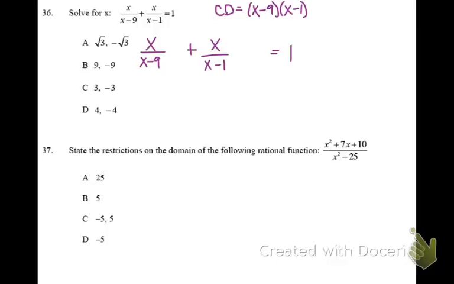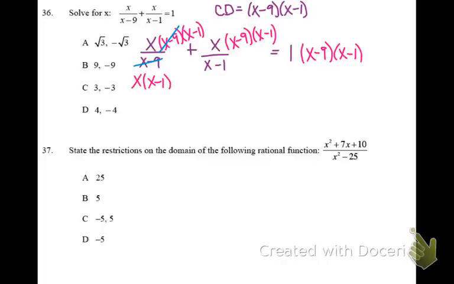So I'm going to multiply everything by x minus 9 and x minus 1, and then over here, x minus 9, x minus 1. For my first fraction, my x minus 9's cancel, so I am left with x times x minus 1, plus second fraction, my x minus 1's cancel, so I'm left with x times x minus 9 equals these two. You need to actually multiply out.